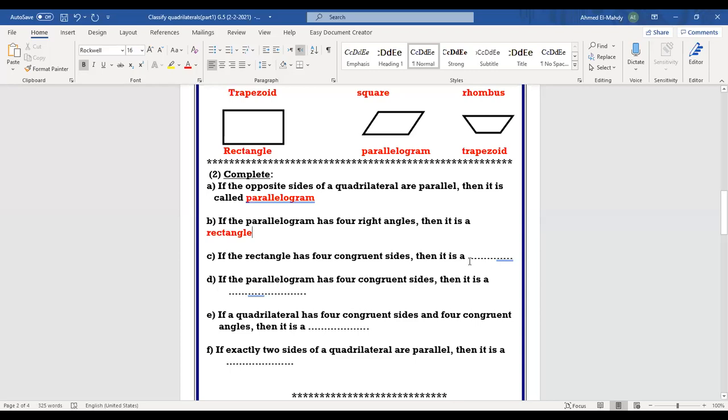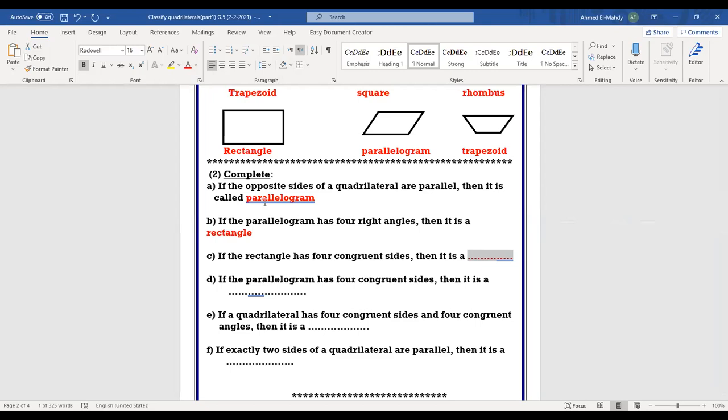Mister, so not all the quadrilaterals are in the family of the parallelogram? All of them are in the family of the parallelogram except the trapezoid only. The square? The square is a rectangle, right? And also the square is a rhombus. And the rhombus and the rectangle are parallelograms. So all of them are parallelograms.